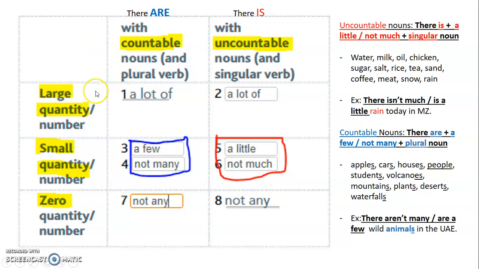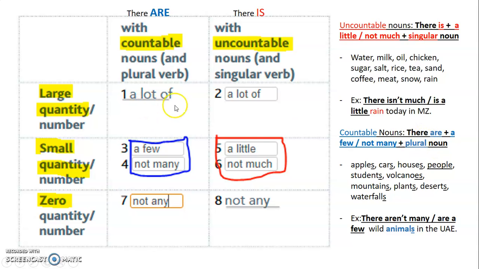So now let's see how you can make a sentence using quantifiers with countable nouns. So first, you need to use there are. Why there are? Because are is the plural form, and with a countable noun, we need to always use a plural. So there are a lot of, or a few, or not many, or not any. Then you would use a plural noun.